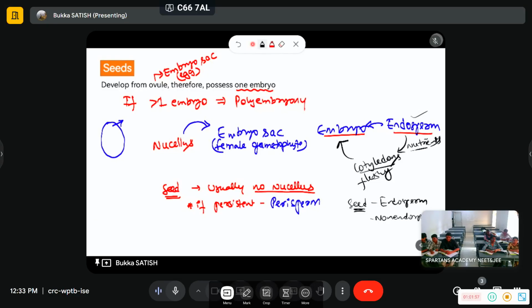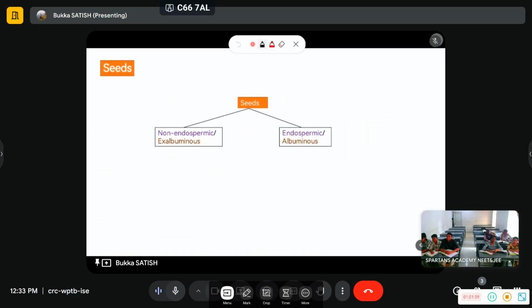Right. So in the classification of seeds, when we say endospermic seeds, endosperm is directly providing nutrition. If it is non-endospermic, by default we need to understand that cotyledons are fleshy. In the endospermic seeds, there will be membranous cotyledons.